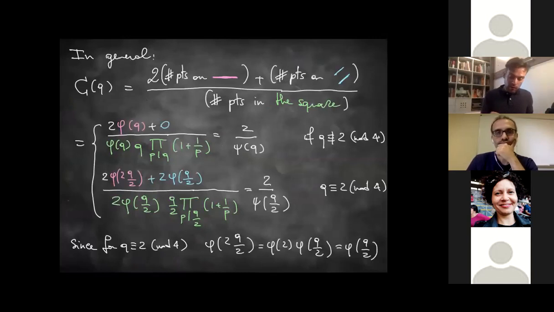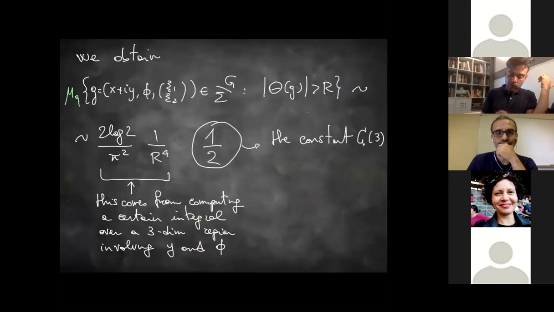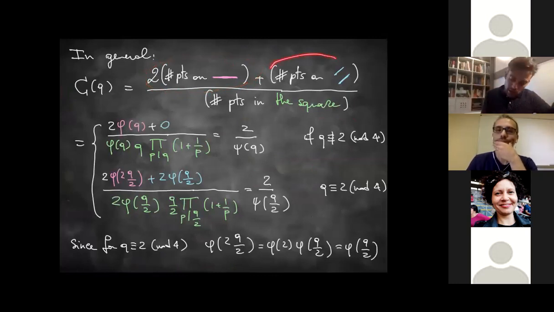In general, my computation of my constant for my first theorem comes in three pieces. You have to count the total number of points in the square. In that case, 8. You have 8 dots in the square. You have to count how many of those are on that face where the second variable is 0, and we can count them. And you have to count how many of them are in those lines.